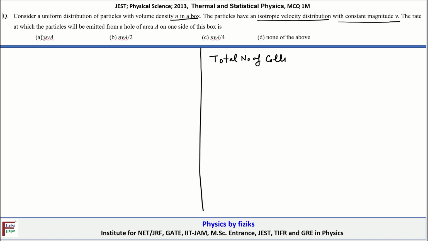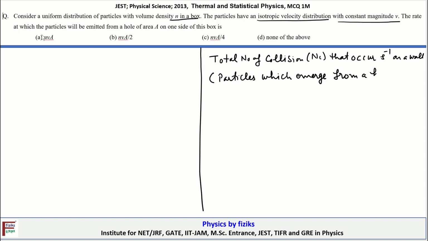number of collisions, let's call that NC, the total number of collisions that occur per second on a wall, or this is equivalent to saying all the particles which emerge from a hole of area A. So the number of particles emerging from a hole of area A is equal to the total number of collisions NC which occur per second on a wall whose area is also given by A. So these two statements are equivalent.